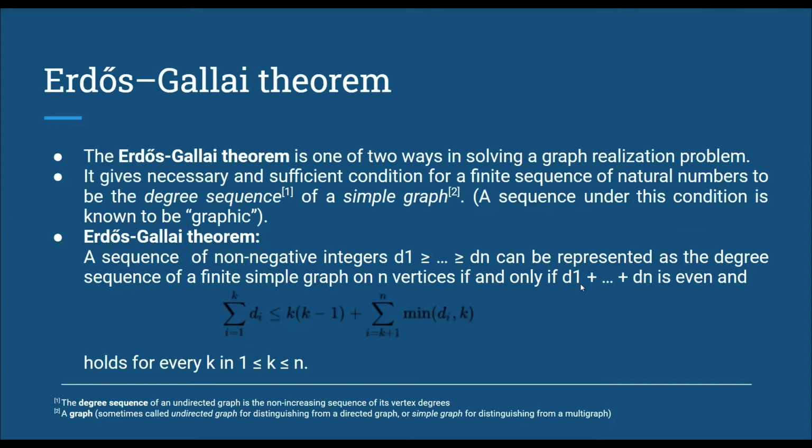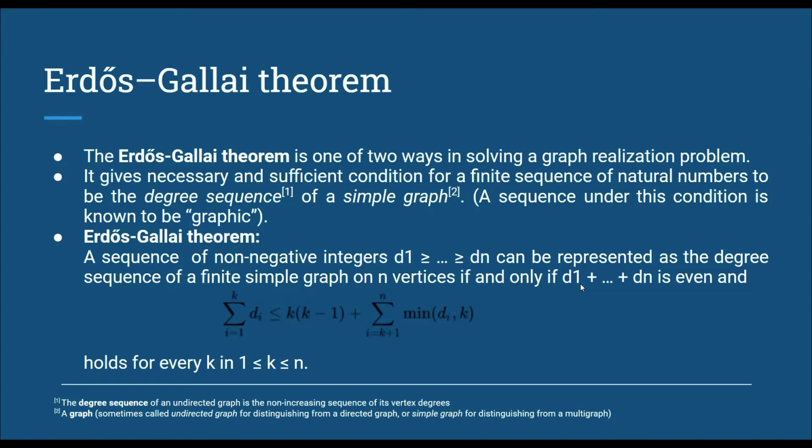I'm going to be talking about the Erdos-Gallai theorem. The theorem, like the Havel-Hakimi theorem, is another way to solve the graph realization problem. It gives necessary and sufficient conditions for a finite sequence of natural numbers to be the degree sequence of a simple graph, and a sequence that satisfies this condition is known to be graphic.